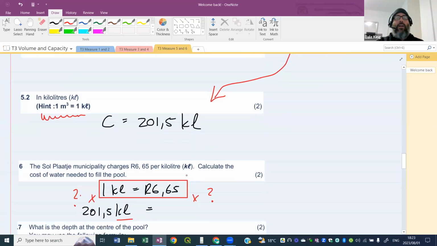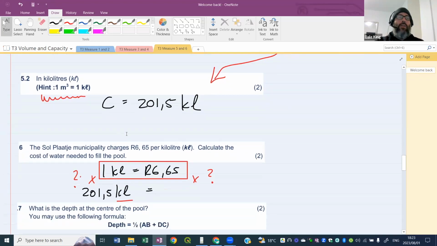And then they say, if this is the capacity, in fact, a lot of times when there are questions that follow on like this, it's called scaffolding, they will often use the word hence at the beginning of this next question, question 6. Hence, if you have these numbers, use them now in this question. That's what that word hence means. If you've got an answer here, use it now in this following question. They say, the municipality charges R6.65 per kiloliter. So for every kiloliter we have in here, it's R6.65.